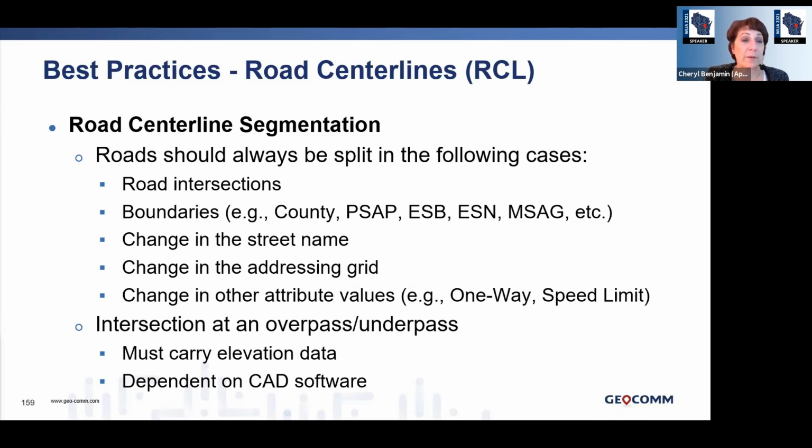And then what do you do if you have an intersection at an overpass or underpass? Well, if the software includes any type of elevation attribute, such as a z-value, the best practice is not to split the roads at the underpasses and overpasses because your software can deal with that. And again, it's going to be dependent upon your CAD software, so talk to them. Also talk to your core service provider to understand those limitations.